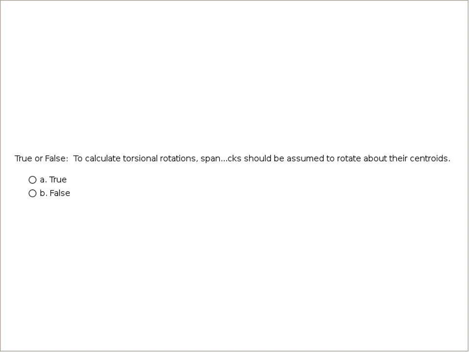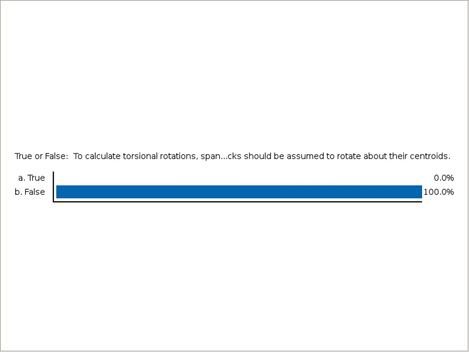The first polling question is a true or false statement. That statement is as follows. To calculate torsional rotations, spandrel beams that support floors or roof decks should be assumed to rotate about their centroids. That statement true or false? Again, the statement is, to calculate torsional rotations, spandrel beams that support floors or roof decks should be assumed to rotate about their centroids. You can put your answer in by selecting the proper radio button on your computer screen.